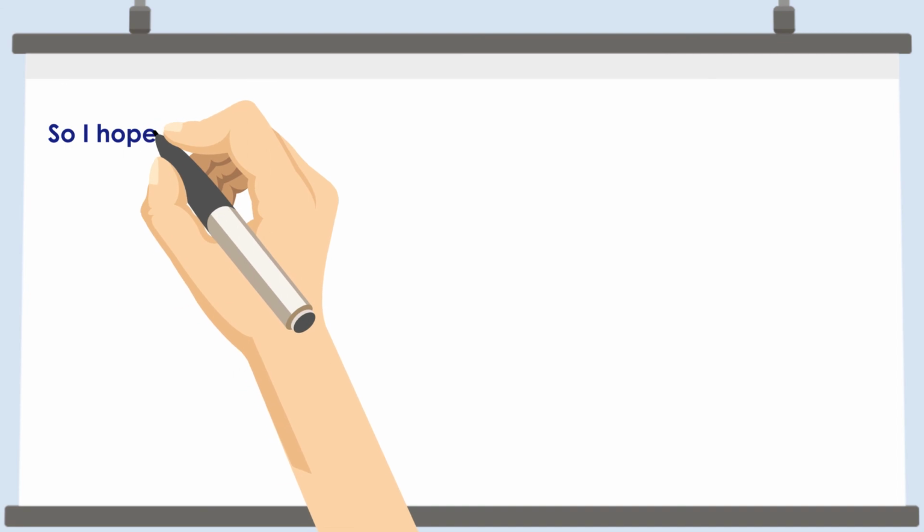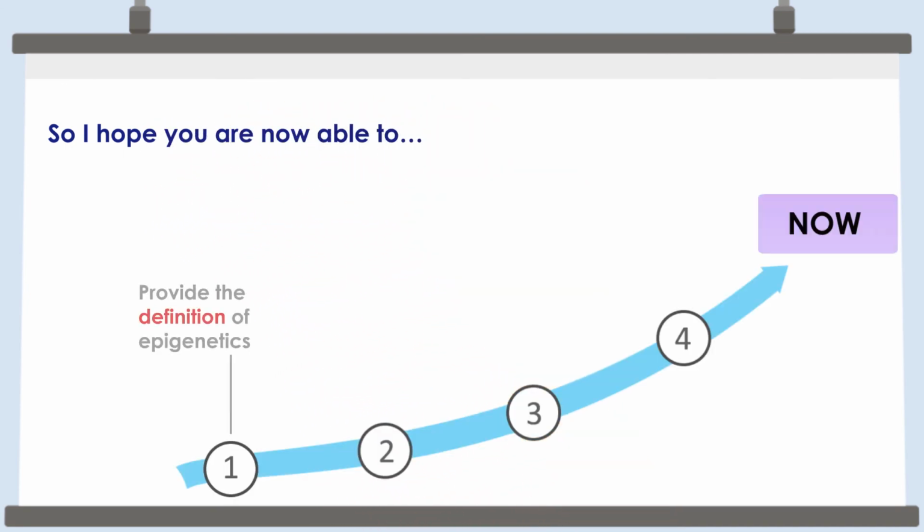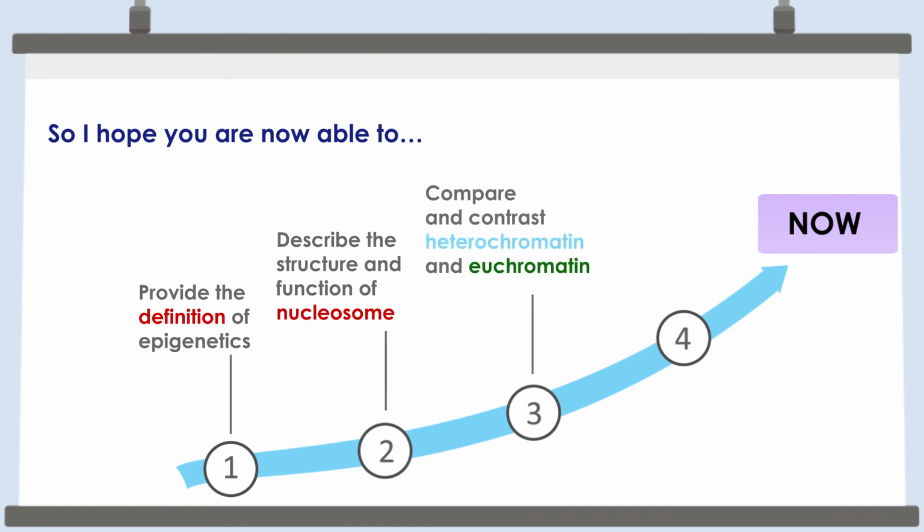So I hope that you are now able to provide the definition of epigenetics, to describe the structure and function of nucleosome, to compare and contrast heterochromatin and euchromatin, and to name the mechanisms of the epigenetic machinery.